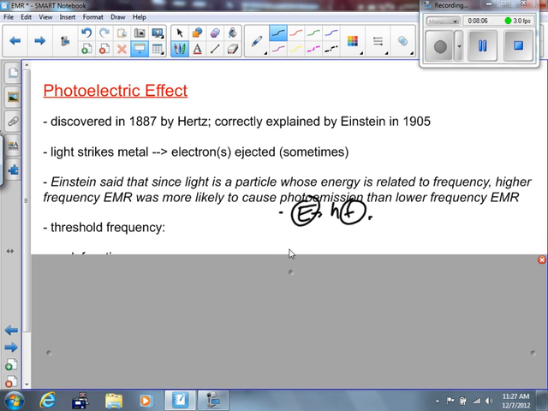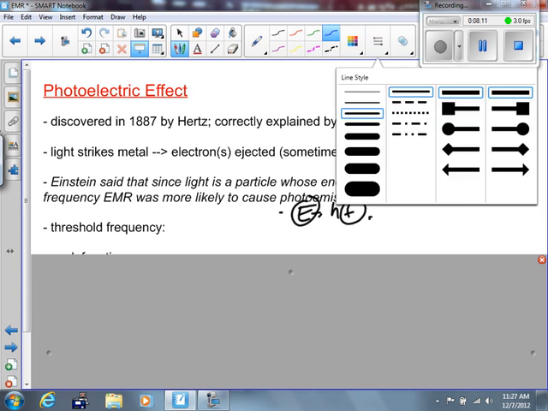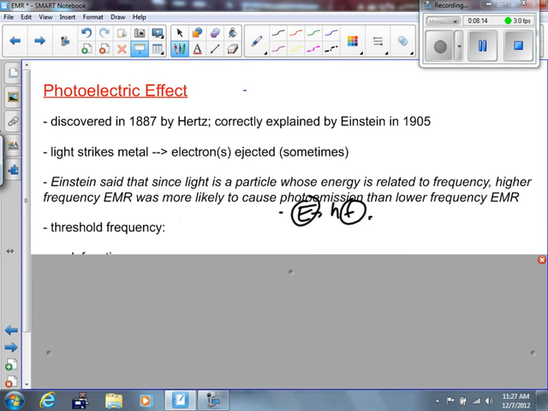This infers that there is a minimum frequency necessary to eject electrons. Below that, nothing happens. Above that, something happens. That minimum frequency is called the threshold frequency, and it's given by the symbol f0. The minimum frequency of EMR necessary to eject electrons. Anything below that frequency, nothing happens. Doesn't matter how much of the light that we have. Anything above that frequency, something happens. Doesn't matter how little of that we have.